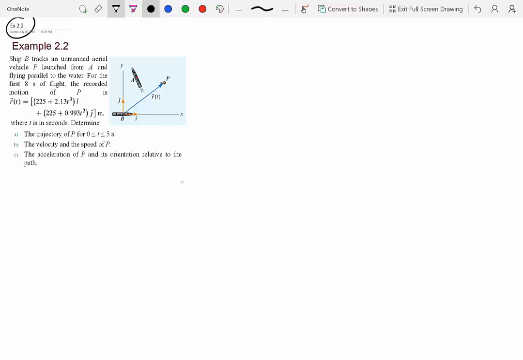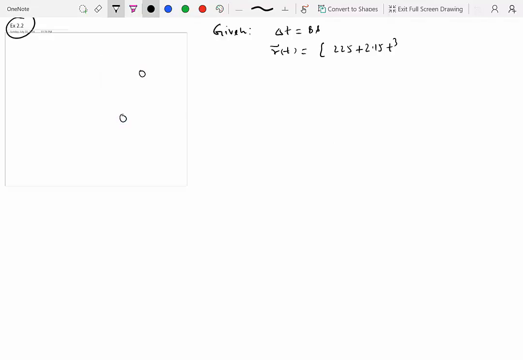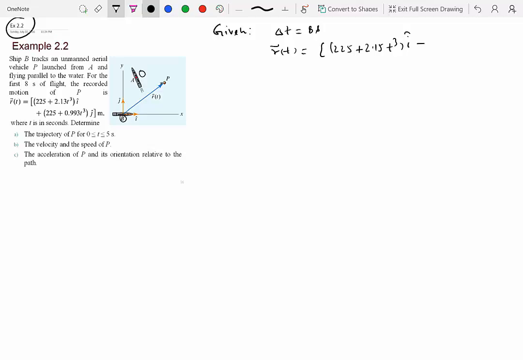Ship B tracks an unmanned aerial vehicle P launched from A. So this is the ship B that's tracking, and A is the unmanned aerial vehicle, flying parallel to the water. For the first 8 seconds of flight, the recorded motion of P is given as this. So let's start by writing given. Given is delta t as 8 seconds, and the position of particle P is given as 225 plus 2.15 t cubed i hat, and this is in meters, where t is in seconds.